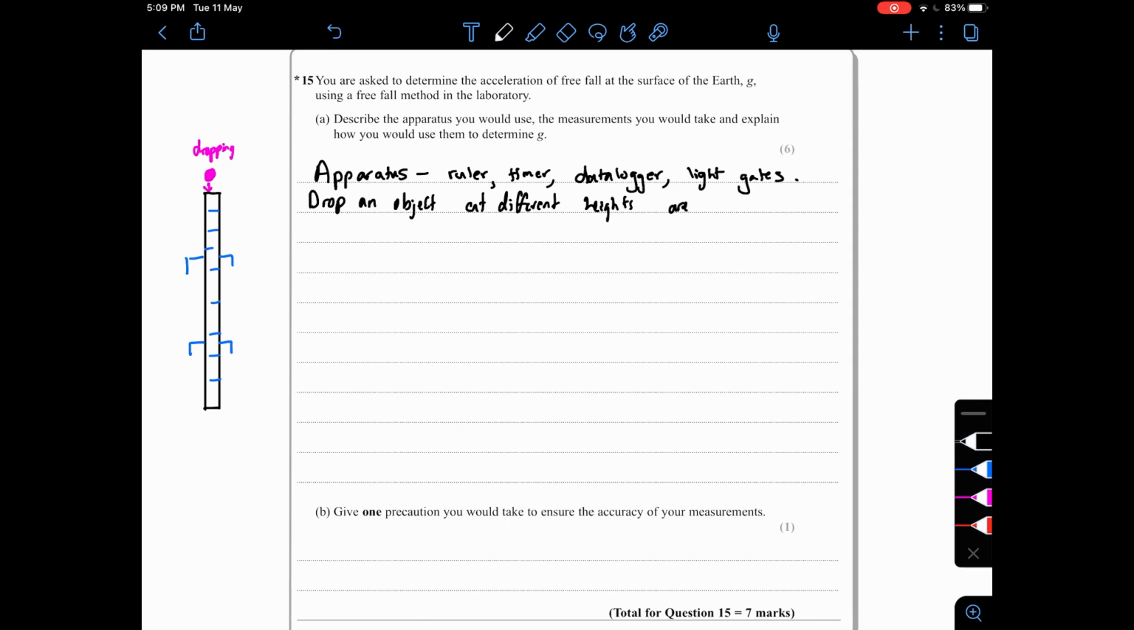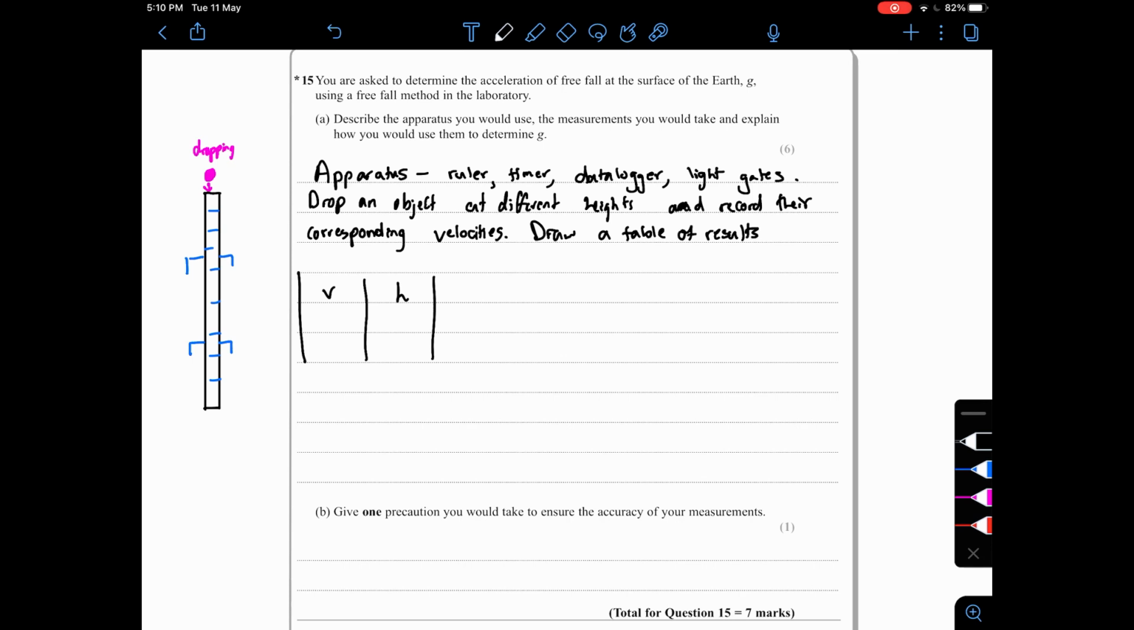and record their corresponding velocities at the certain heights, right? So we're now recording the velocities. So we're measuring v, right? So we'll have a table. So draw a table of results for our velocities with our corresponding heights. So we can just write velocity and height, right?